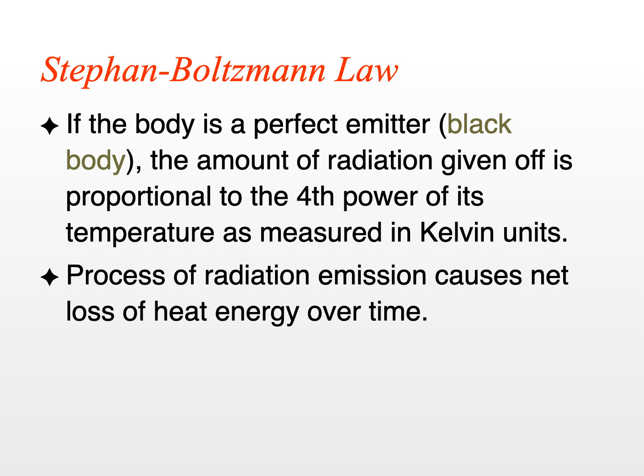The amount of radiation emitted by an atomic mass or by an object can be described mathematically. And this mathematical equation is called the Stefan-Boltzmann law. Now, the Stefan-Boltzmann law works best for a perfect emitter, sometimes called a black body. And the sort of verbal description of this law is the amount of radiation given off by an object is proportional to the fourth power of its temperature as measured in Kelvin units.